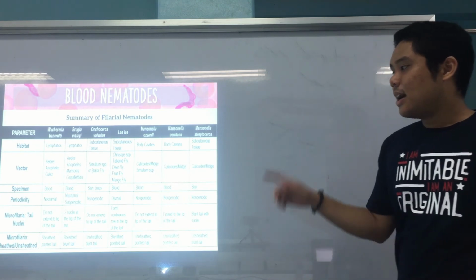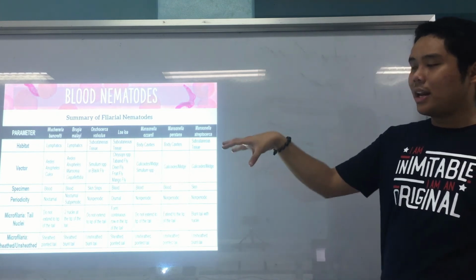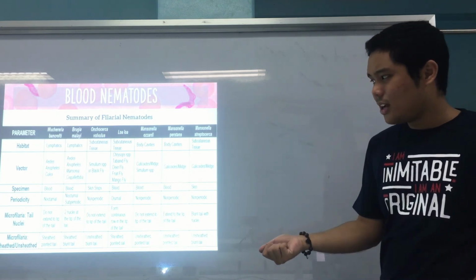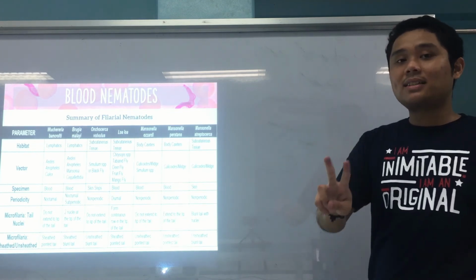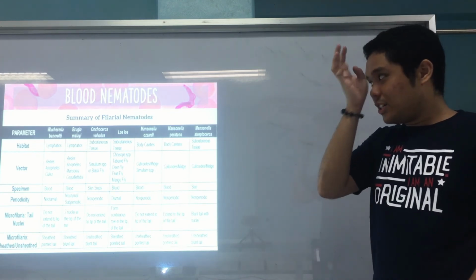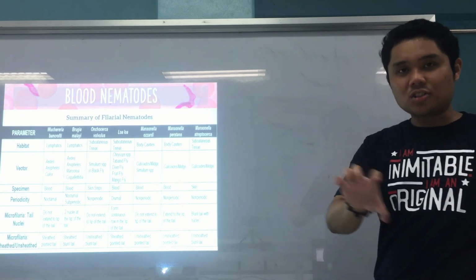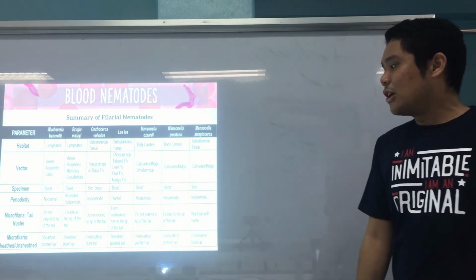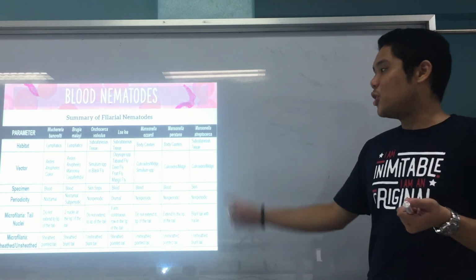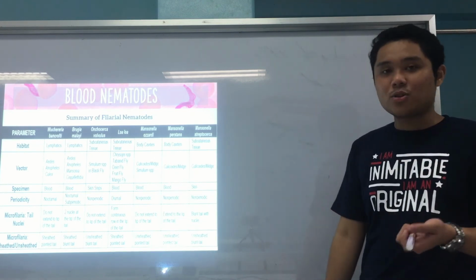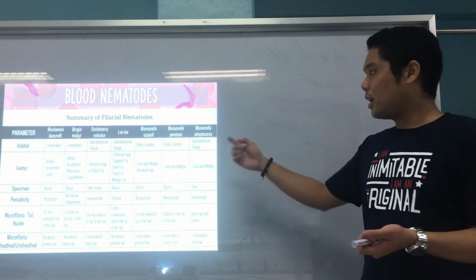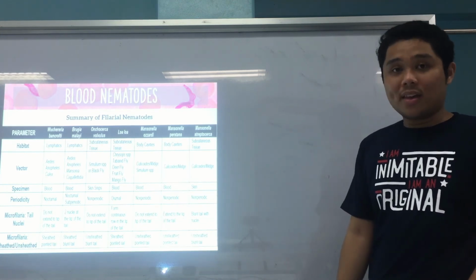Okay? Alright. Microfilaria tail, again: Wuchereria has no nuclei. Brugia, 2 distinct nuclei at the tail. Onchocerca, nuclei do not extend to the tip of the tail. Loa, continuous until the tip of the tail. Mansonella ozzardi does not extend to the tip. You have Mansonella perstans extending to the tip of the tail. And for streptocerca, it has nuclei.